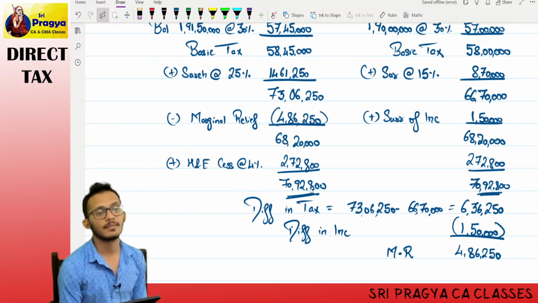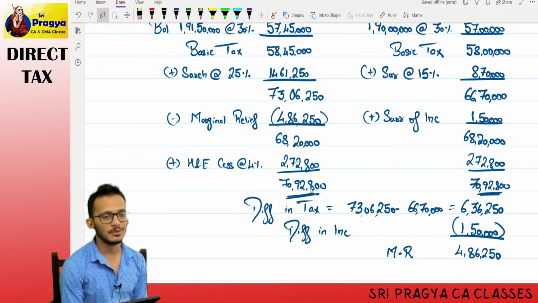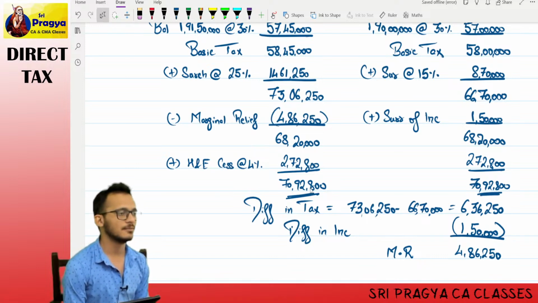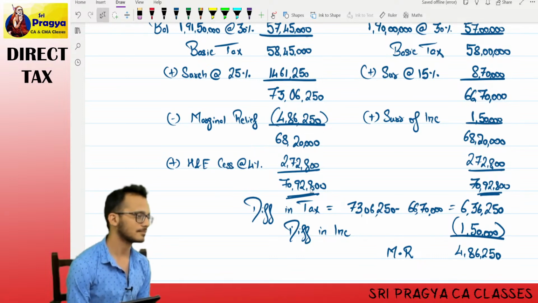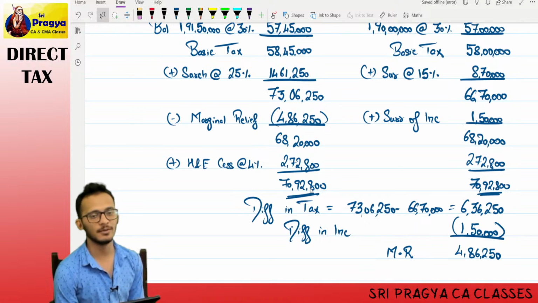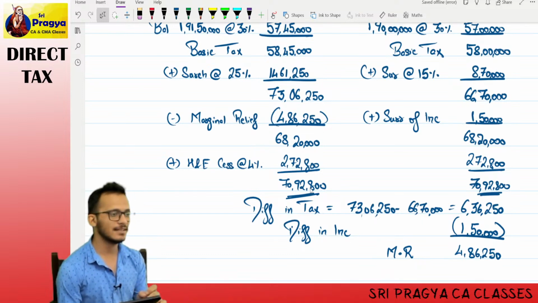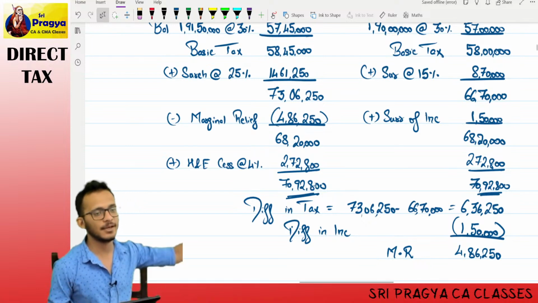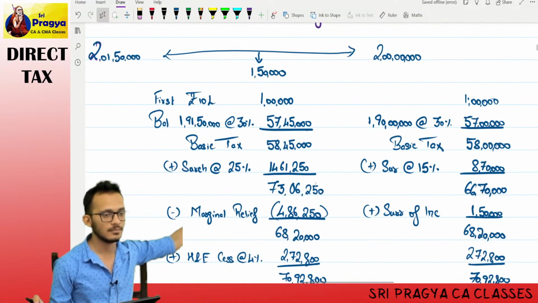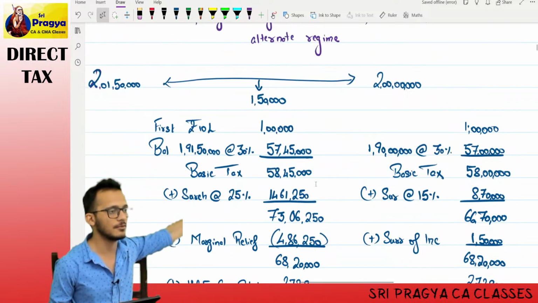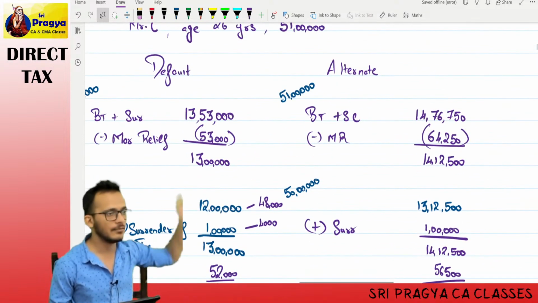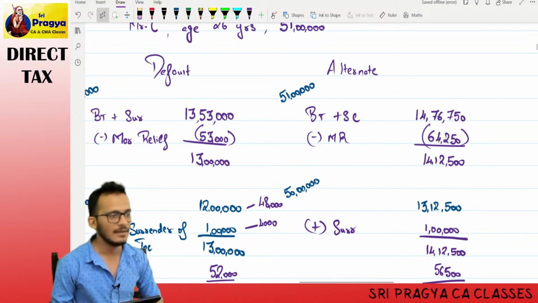Make sense? Rahul, in exam, will they tell you to do marginal relief? Do I need to do it on my own? How will you know, Rahul? Practice. Understand, in exams they'll make it very apparent. You will find the income to be very close. 2 crores and 2 crores 1 lakh, 50 lakhs and 51 lakhs. It will be very close.